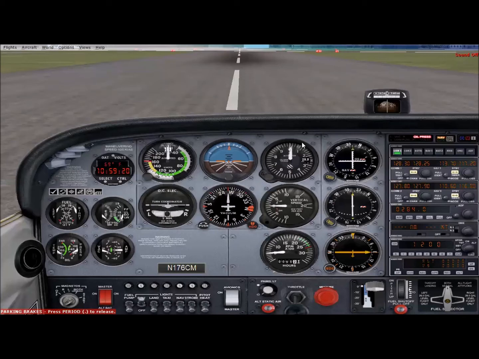This is the altitude indicator. This is the barometric setting, which is very, very important. We will talk about that separately. This has two needles. The short needle is in thousands. The longer needle is in hundreds.